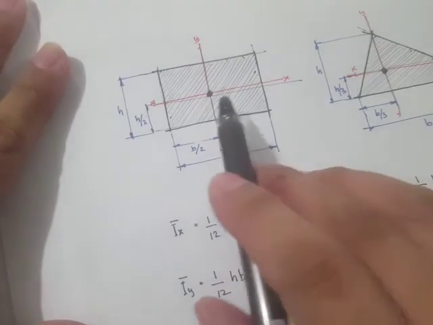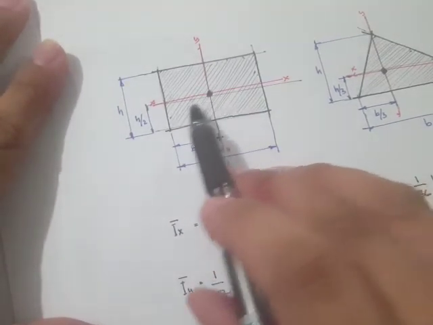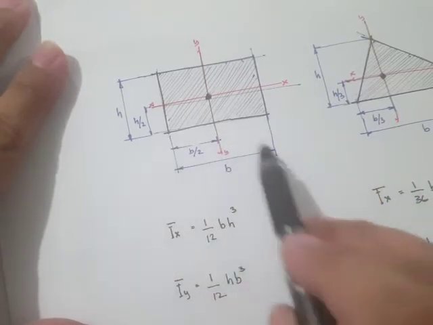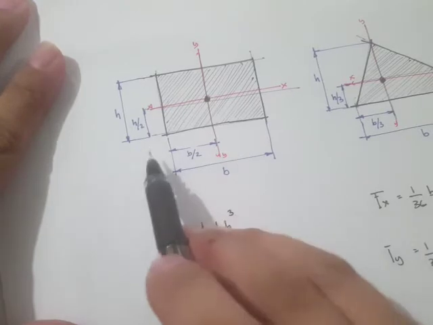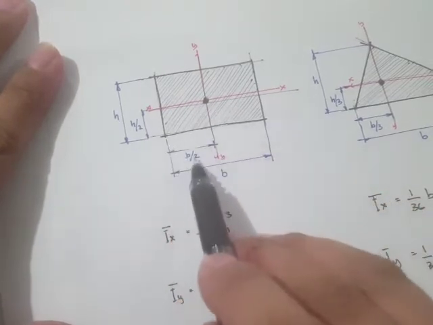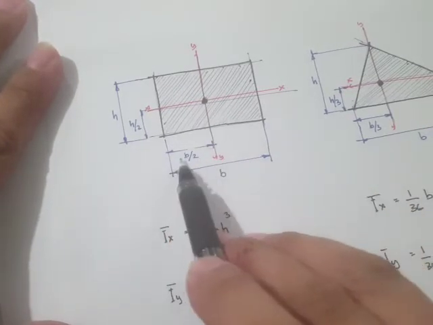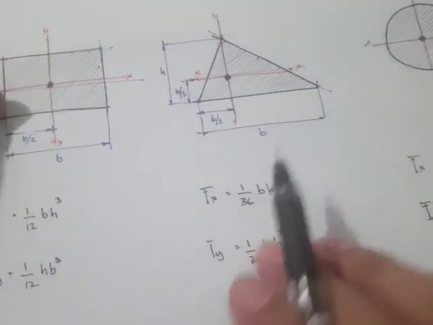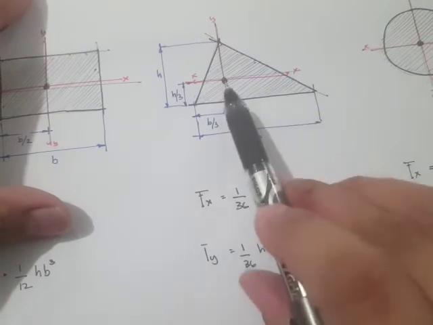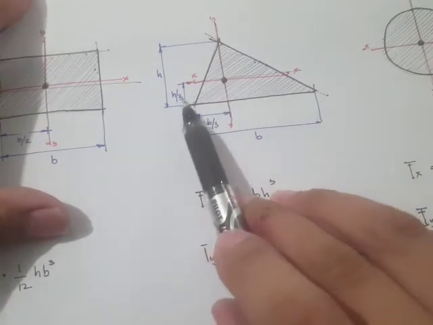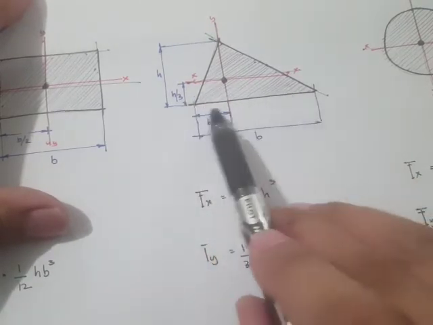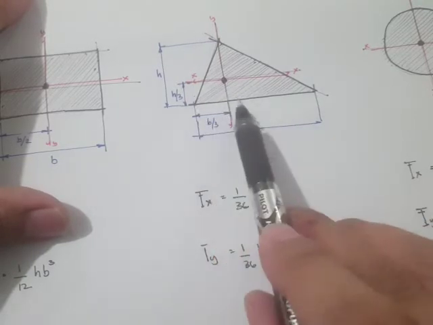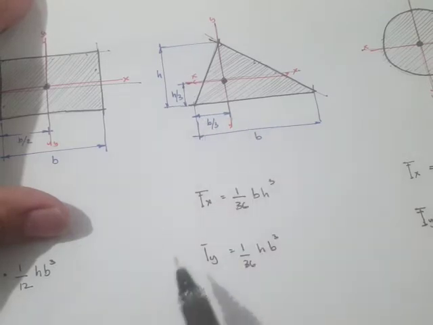Okay, what else? Now, the centroid of a rectangle is simply the midpoint of the base and the midpoint of the height. So you're going to have, let's say, along the x bar, b/2, and then the y bar is simply h/2. Now, for a triangle, the centroid is somewhere at one third. Let's say this is the base, that's going to be 1/3. And also right here, that's going to be 1/3.